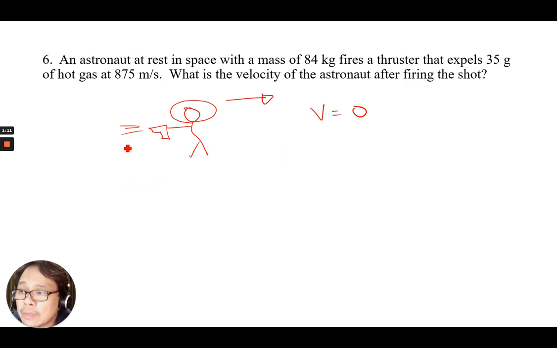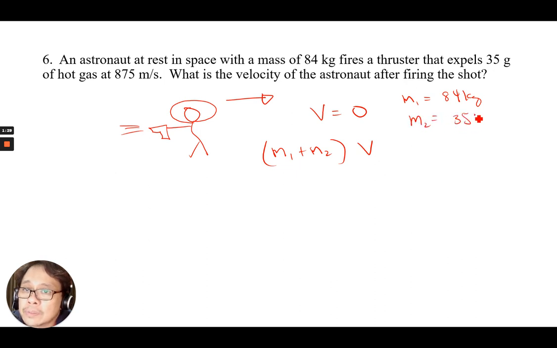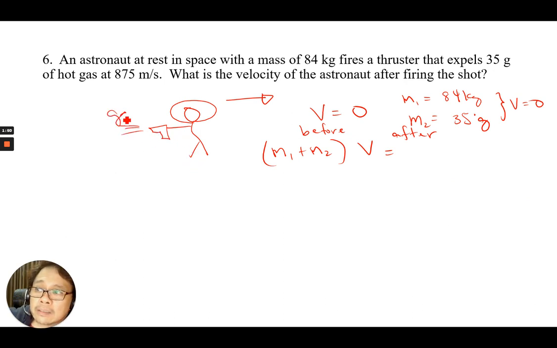Initially they are together, the gas and the astronaut, so that's going to be M1 plus M2 times V. Let M1 be the mass of the astronaut, 84 kilograms. Let M2 be the mass of the gas, that's 35 grams. Since they are both at rest, V is equal to 0. This is before the explosion, which equals after they exploded and separated. So this is reverse inelastic, because initially the gas and the astronaut are together.